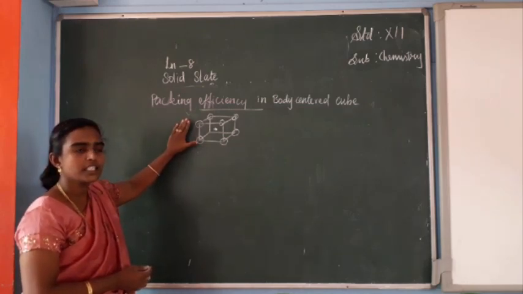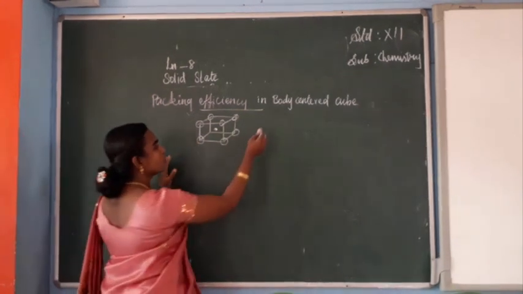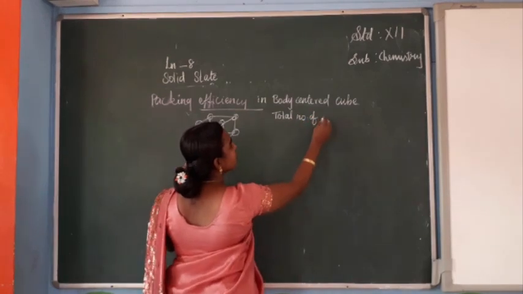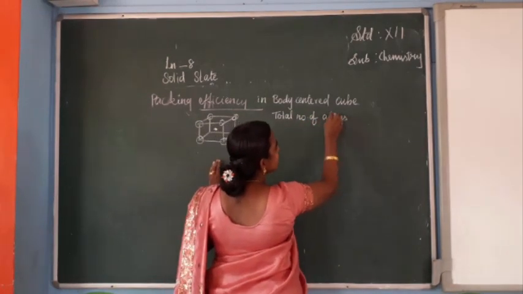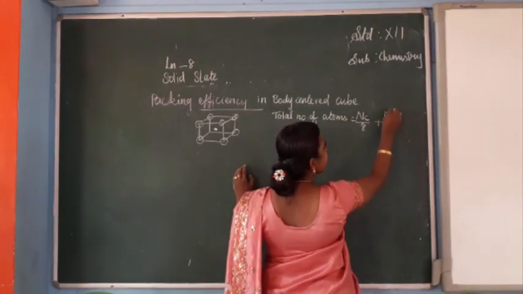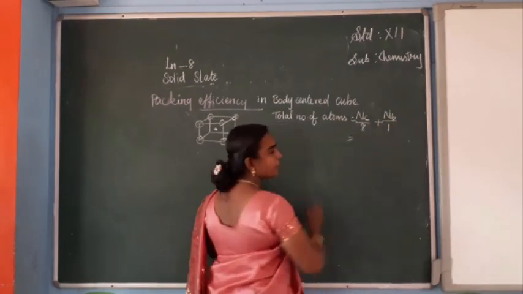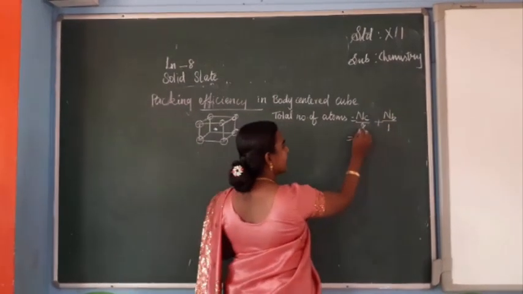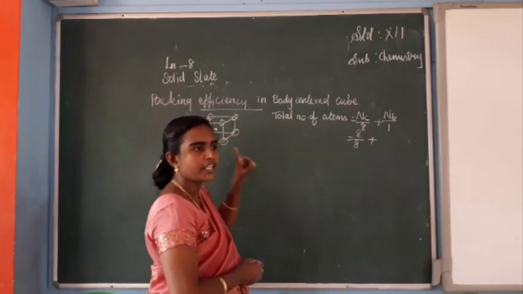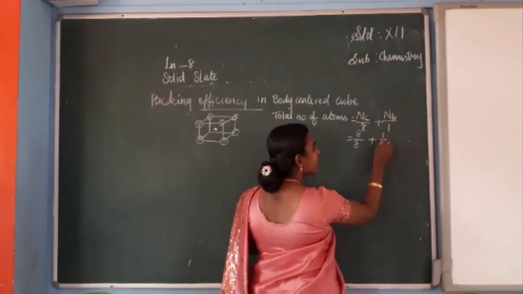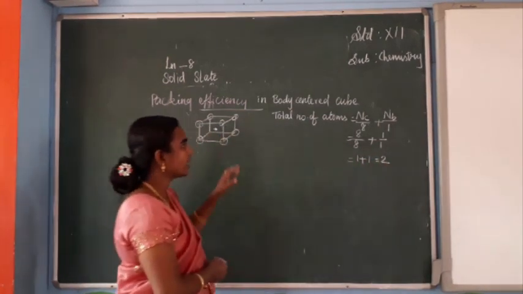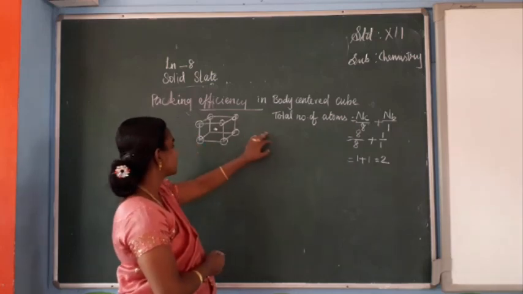So for a body-centered cube, the total number of atoms is equal to Nc by 8 plus Nb by 1, isn't it? The total number of corners in a cube is 8 divided by 8, plus the number of body centers in a cube, 1 divided by 1, which is 1 plus 1 is equal to 2. So the total number of atoms present in a body-centered cube is 2.